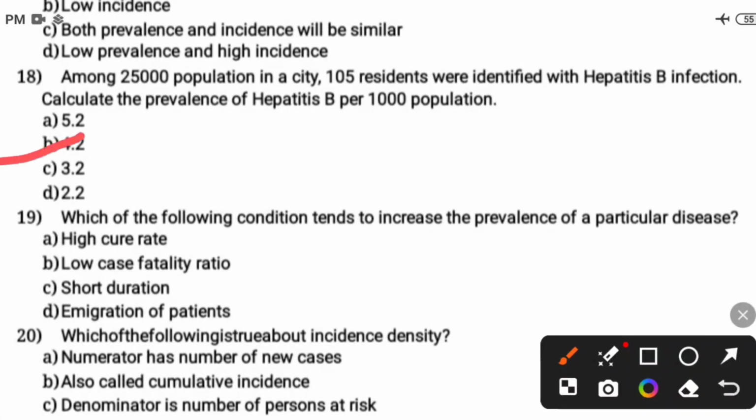Which of the following conditions tends to increase the prevalence of a particular disease? High cure rate, low case fatality ratio, short duration, immigration of patients. So the prevalence of the disease increases. So this indicates what? Of all the options in front of you, the answer is low case fatality ratio.